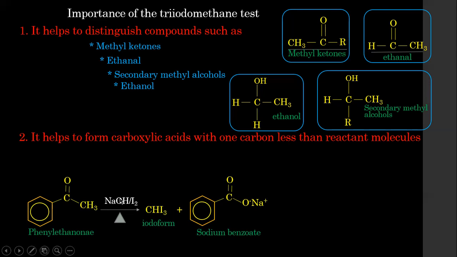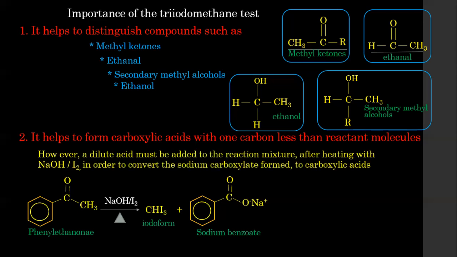Phenylethanol can undergo the iodoform test, making sodium benzoate. If you don't remember this, you can go back and see the example we discussed. This was discussed under the very first category, methyl ketone. But then I'm talking about the second importance, to make carboxylic acid. I don't see carboxylic acid here. Actually, we had to convert this sodium carboxylate into carboxylic acid.